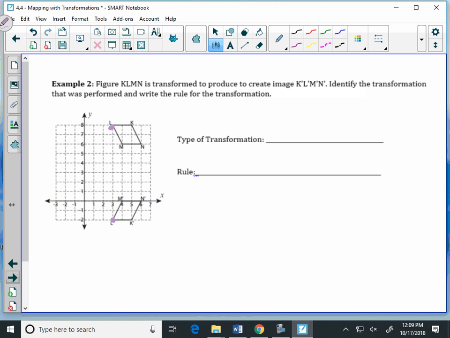Are they oriented the same way? No. L and K were towards the top, now L and K are towards the bottom. So we either did a reflection or a rotation. Based off how it changed, what do we think we did? A reflection. It looks like we flipped it, right? Because L and K were on the top, we flipped it, now it's on the bottom, we did a reflection.